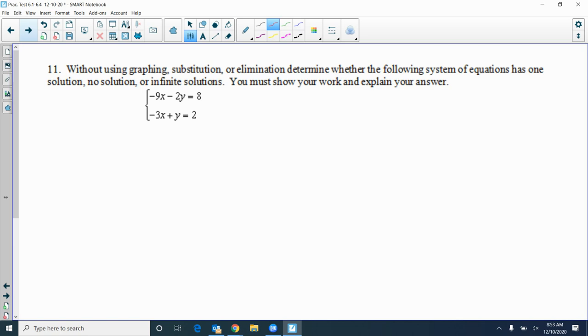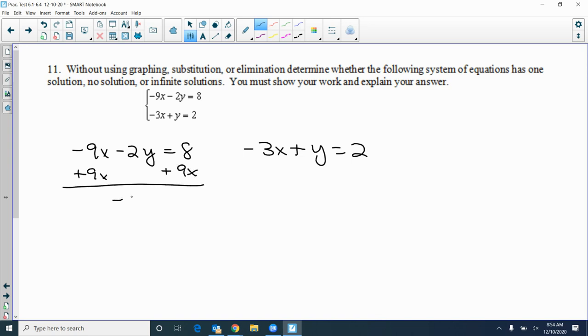Basically, to find the slope and y-intercept, you get y by itself. So just start with -9x - 2y = 8. And then I'm going to put -3x + y = 2. I do not care what the answer is. Don't solve this one. Guess what? There are 11 questions on the test tomorrow, and there are 11 questions on the practice test. They're all the same, except the numbers are different. So you just need to know how to do these. Add 9x. Add 9x. And so that gives me -2y = 9x + 8.